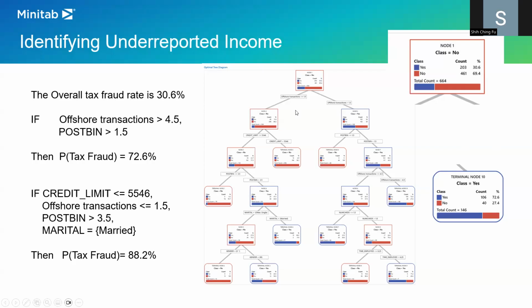If you look at this row as well, it's another track with very high blue color, which means the chance of yes is also very high. So the first rule is: if the offshore transaction is greater than 4.5 times and posting is greater than 1.5, the chance of tax fraud is 72%. The next track I analyze is credit limit less than 55446, offshore transaction less than 1.5, posting greater than 3.5, and they are married as well. The chance of tax fraud jumps to 80.2%.